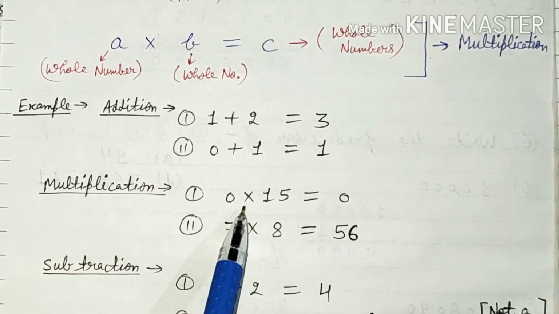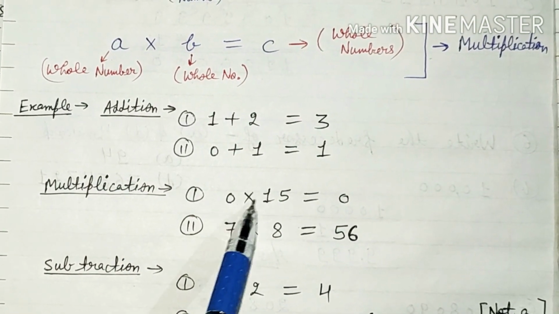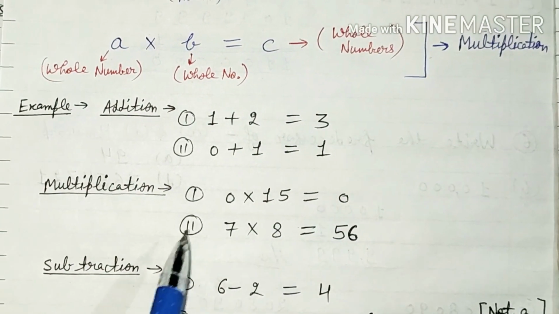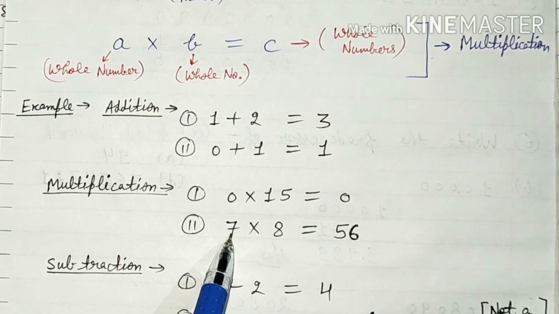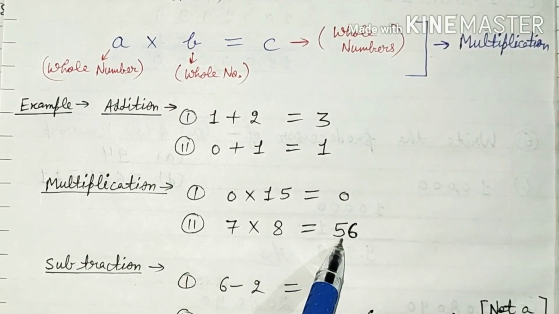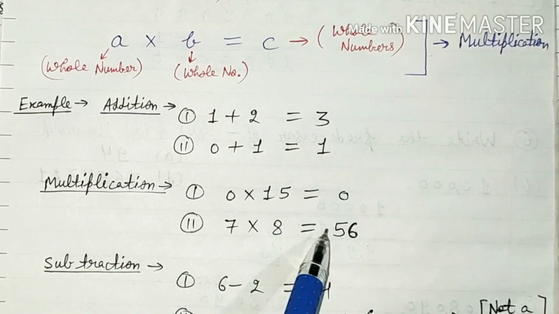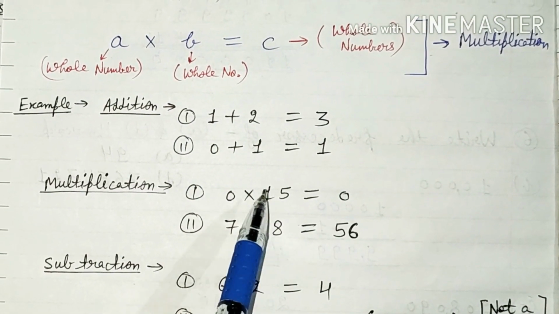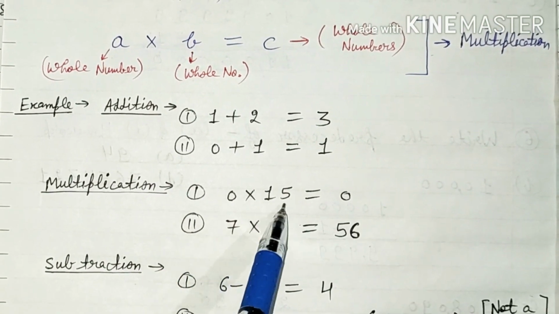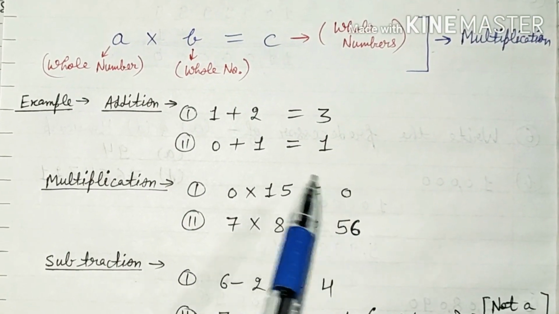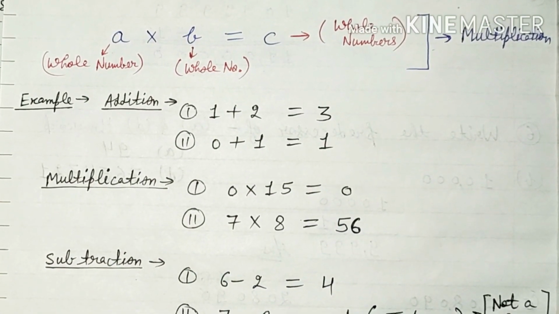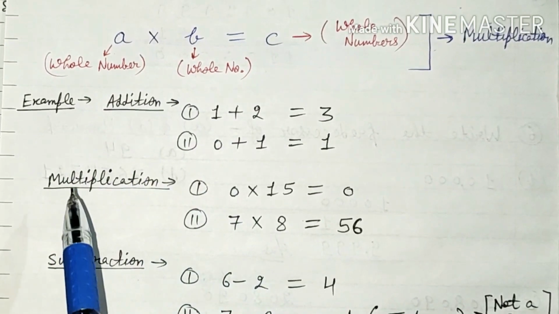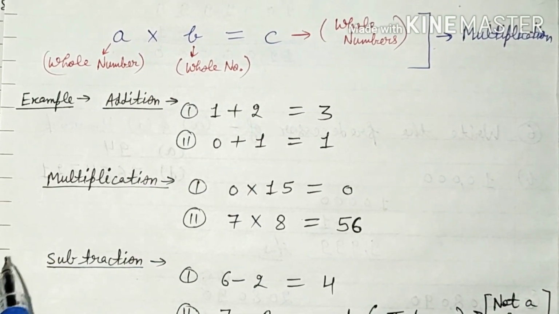Now multiplication. When we multiply 0 with 15, we will get 0, and 0 is a whole number. In the same manner, when we multiply 7 by 8, we will get 56, which is also a whole number. You can take any numbers, and when we take the product of them, we will definitely get a whole number. Now the question arises, is this property applicable to subtraction and division also?